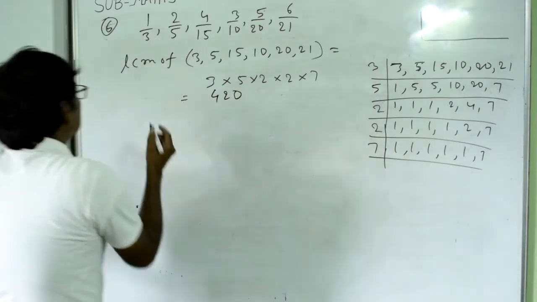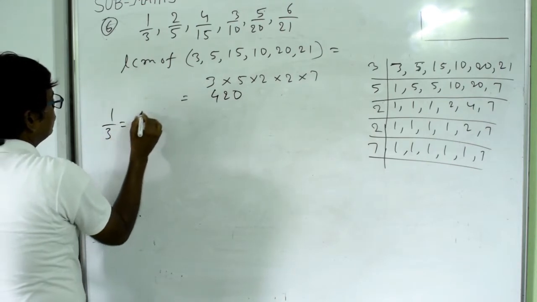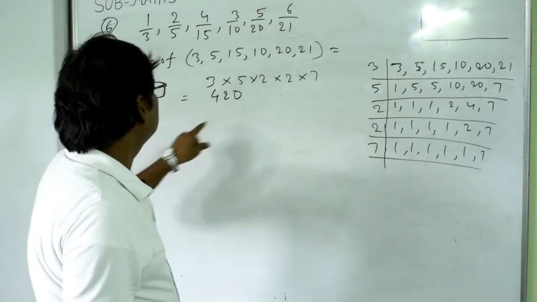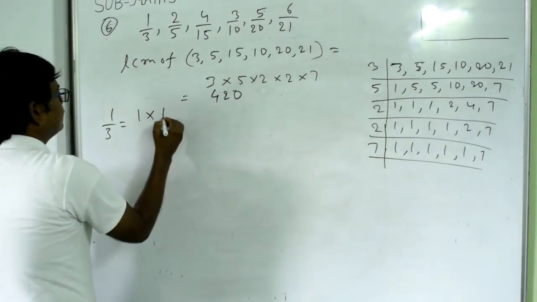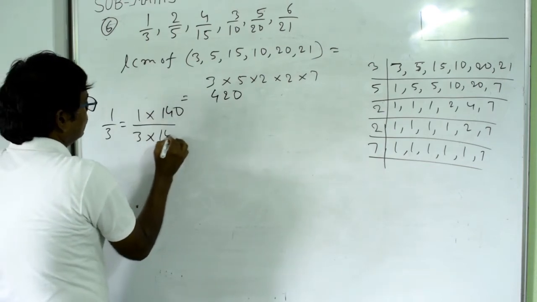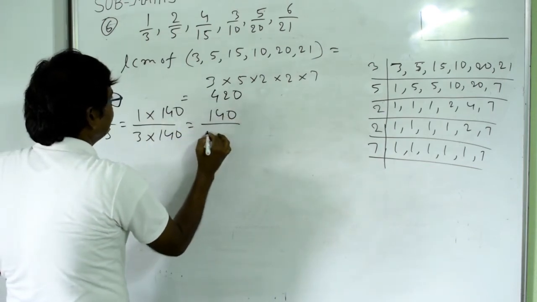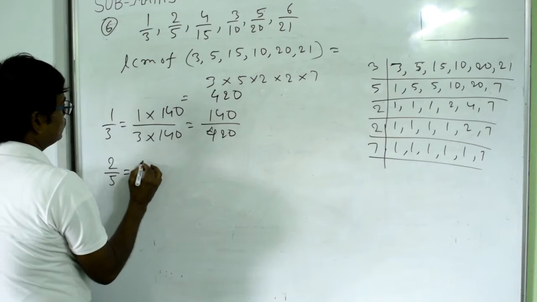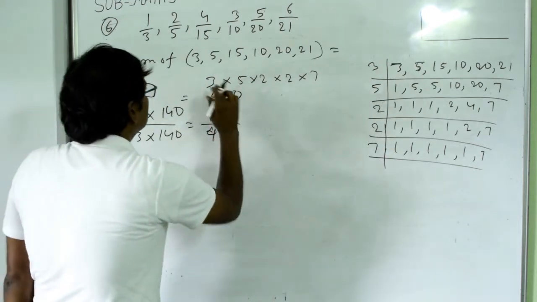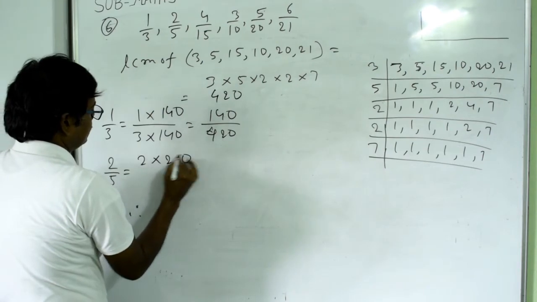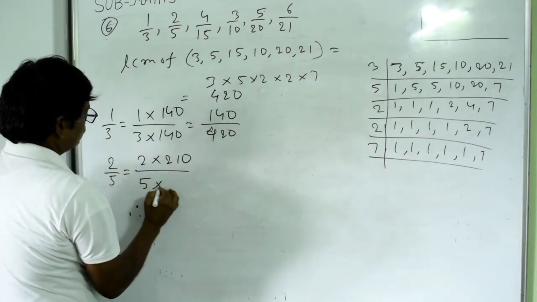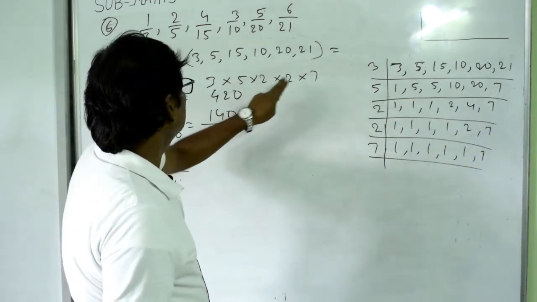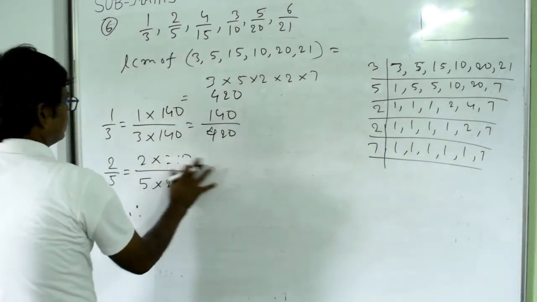Now write 1 by 3, then it will be 1 into how much to get 420? 3 times 140 is 420. So 1 by 3 equal to 140 by 420. Next 2 by 5: 5 times 84 is 420, so 2 into 84 is 168, so it will be 168 by 420.